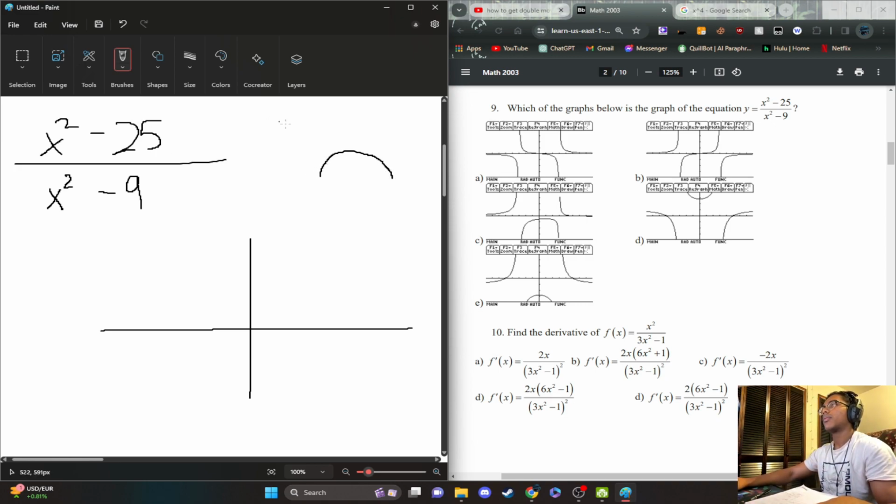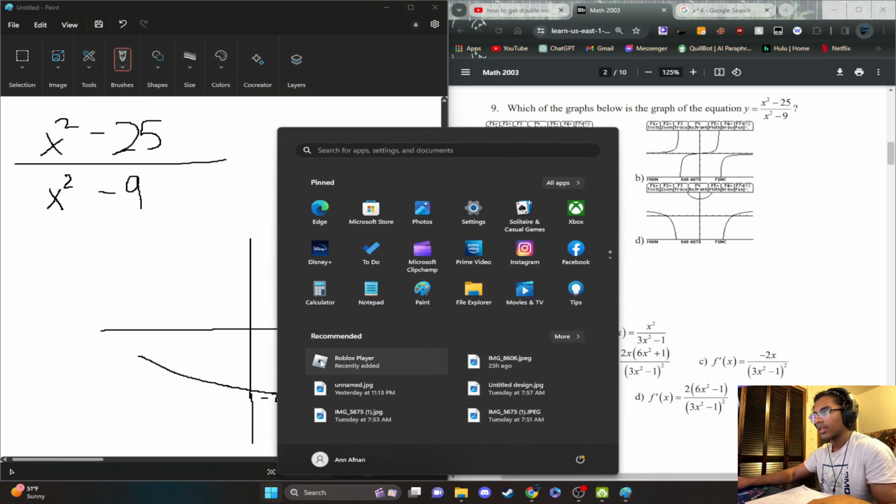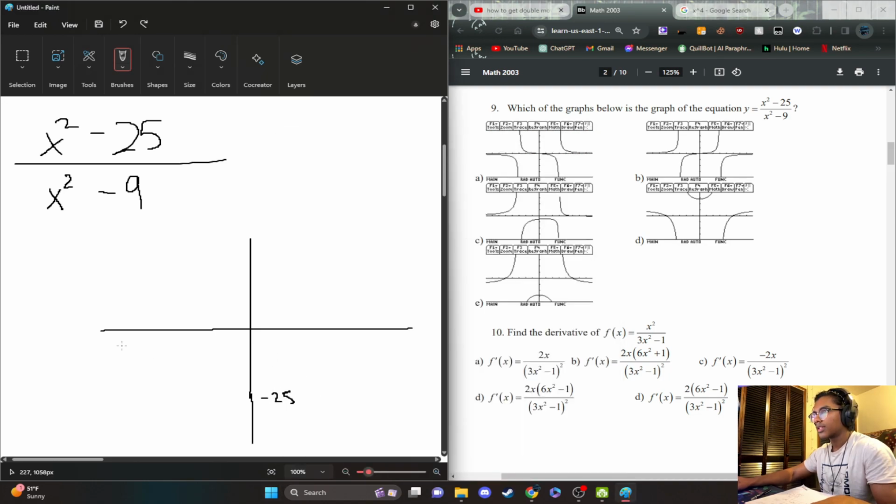And remember, this is a vertical shift of negative 25. So this just means that you start at negative 25. Let's pretend this is negative 25 right here. Your graph is going to look something like this. Oh my god, that is so ugly. Okay, hold up, let me restart that. It's going to look something like this. And your second one is at negative 9. So let's say this is negative 9, right? It's going to look something like this.